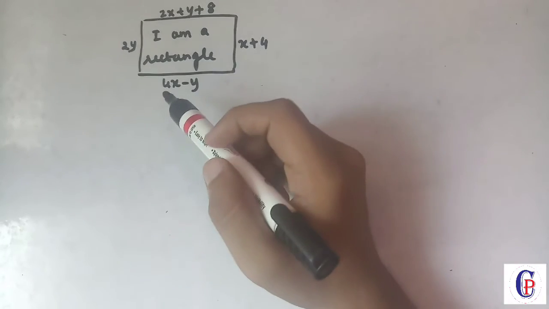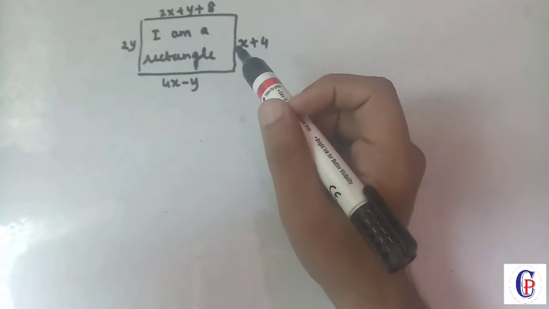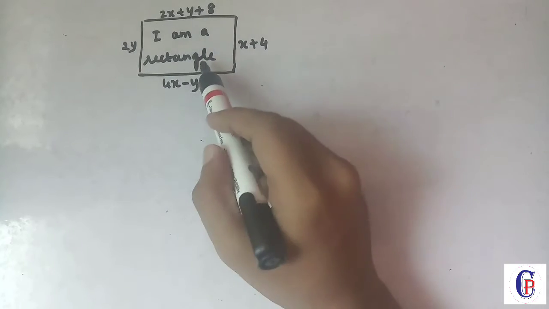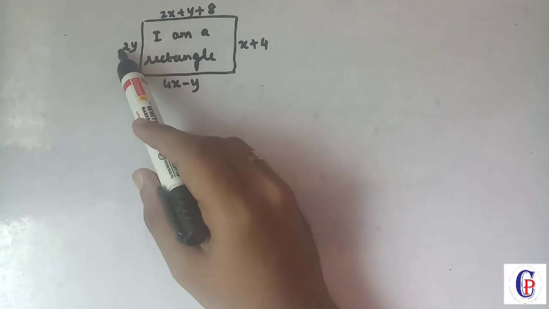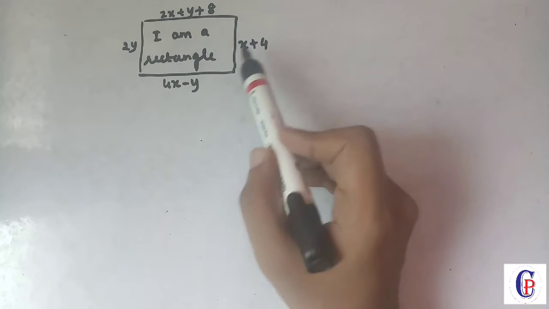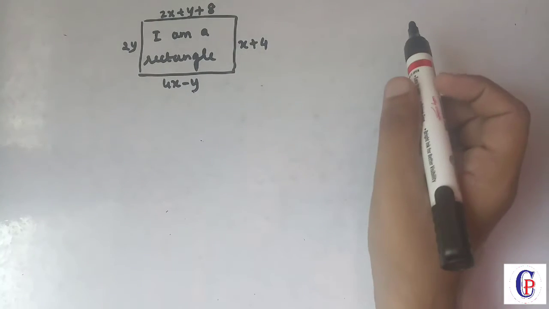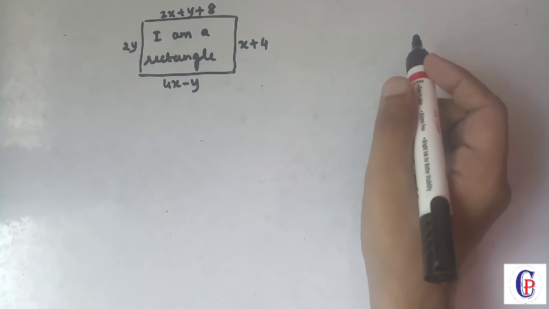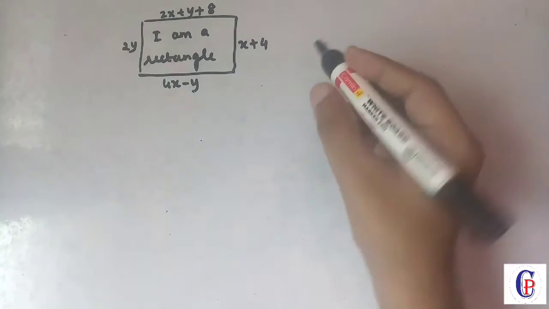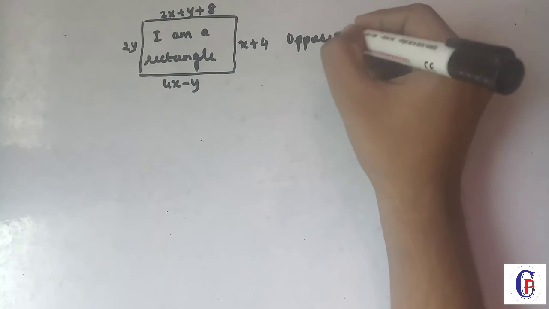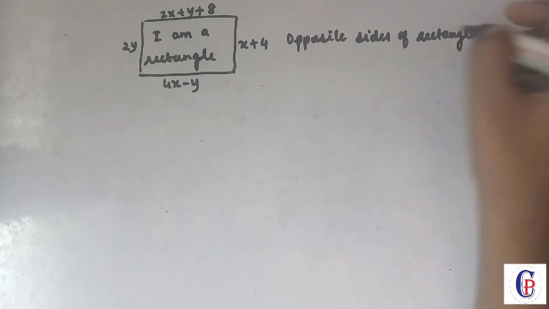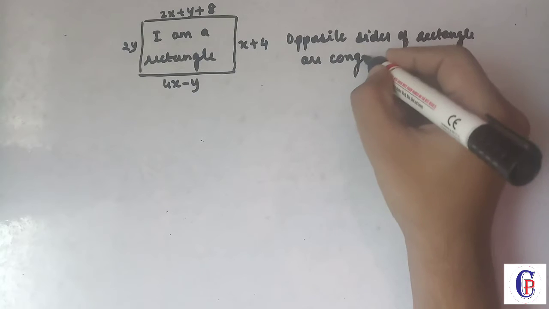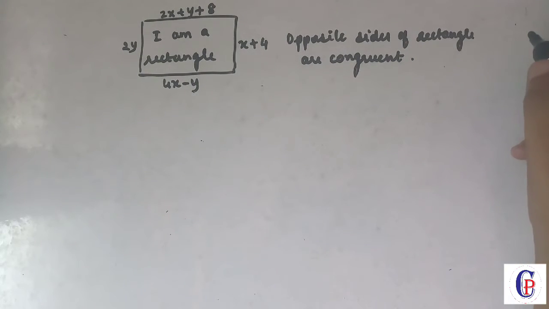So we have one more question. It says, I am a rectangle. It means this figure is a rectangle and these are the values of its sides: 2x plus y plus 8, x plus 4, 4x minus y and 2y. Now indirectly they are saying, as it is given here that I am a rectangle, so we know that opposite sides of a rectangle are congruent. Opposite sides of a rectangle are congruent. It means opposite sides of a rectangle are equal.